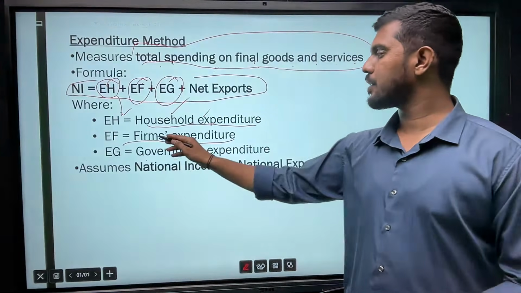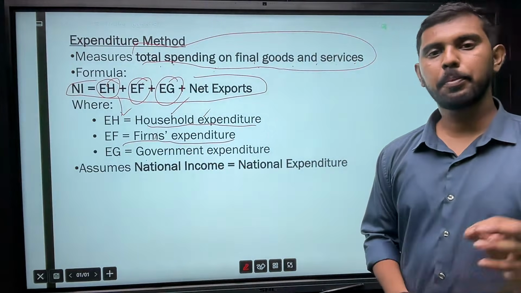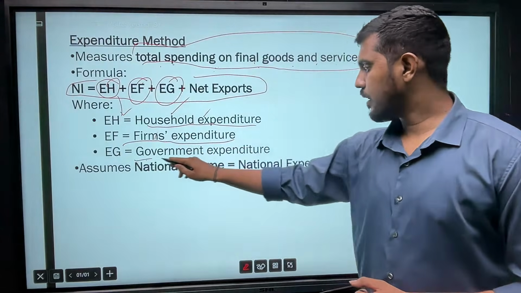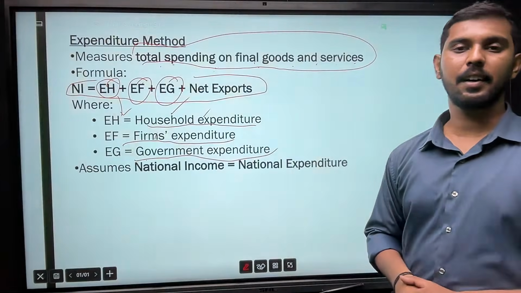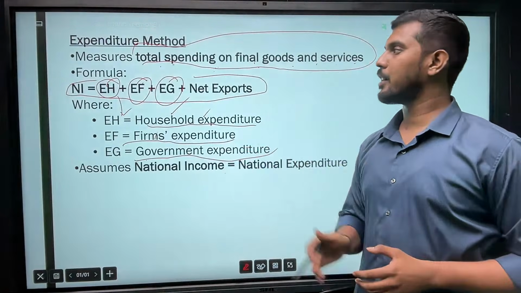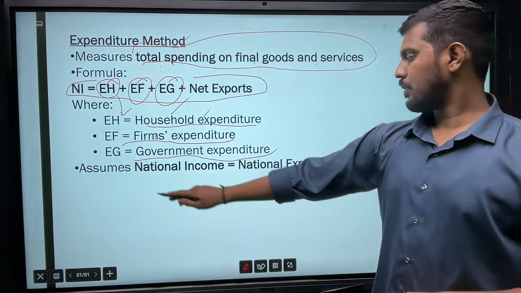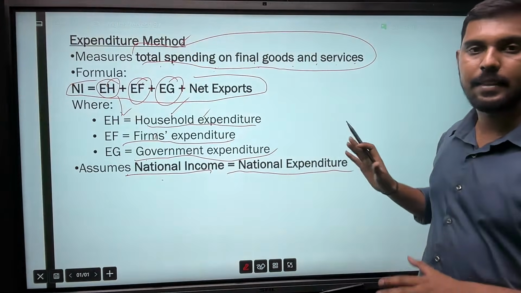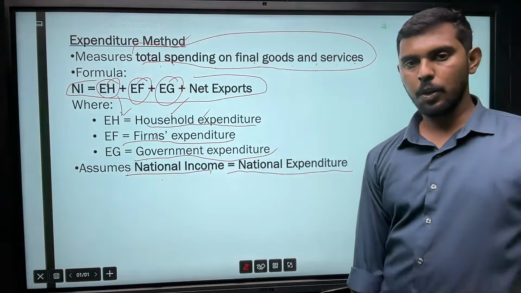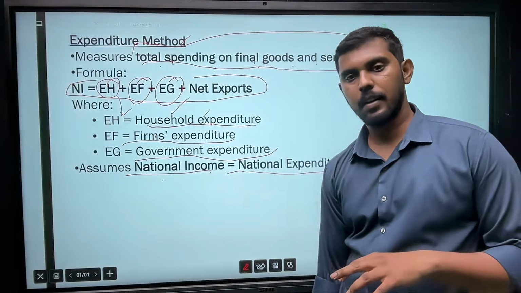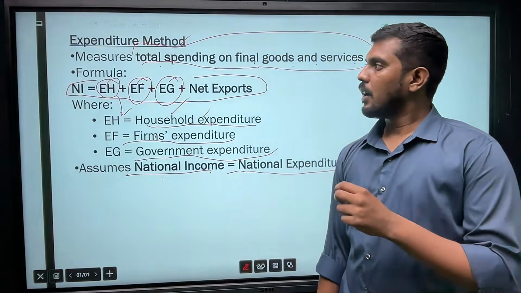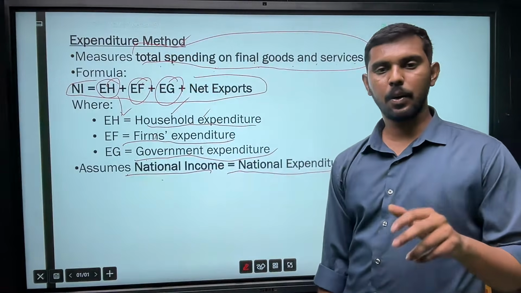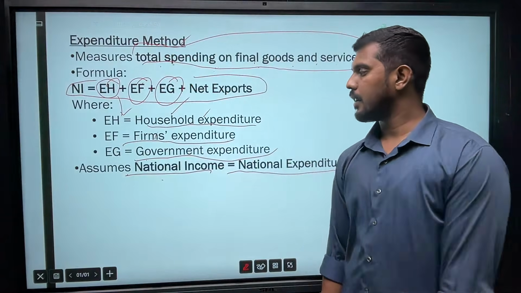Firm is nothing but production units. Firm expenditure. EG, government expenditure. Even government expenditure comes under the national income expenditure method. So here national income is equal to national expenditure. Nowadays output method and income method they won't choose. Only the expenditure method they take to estimate the national income.